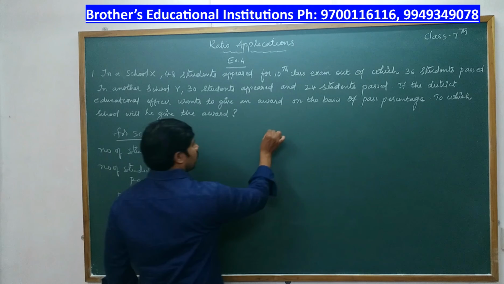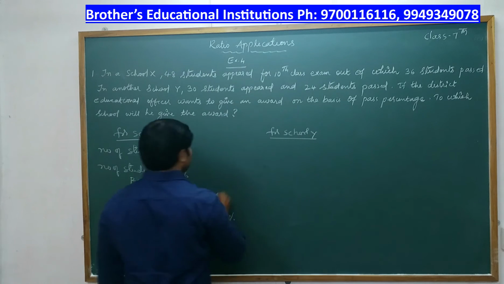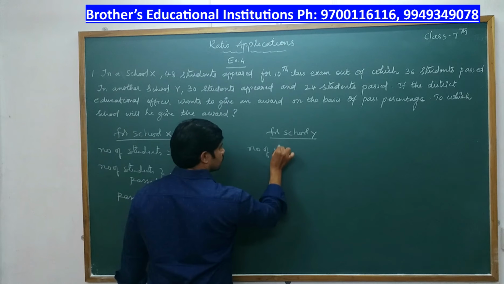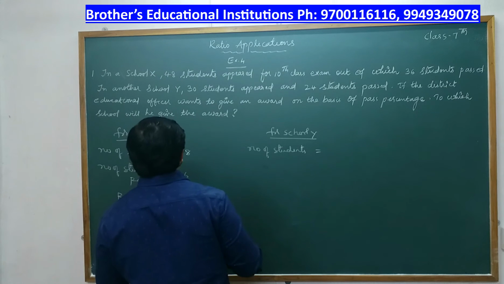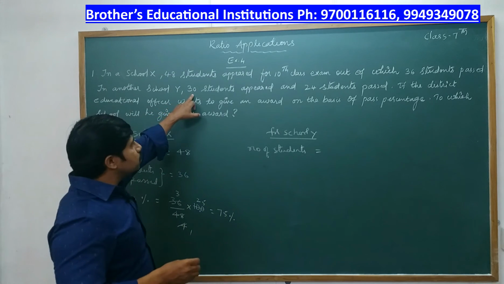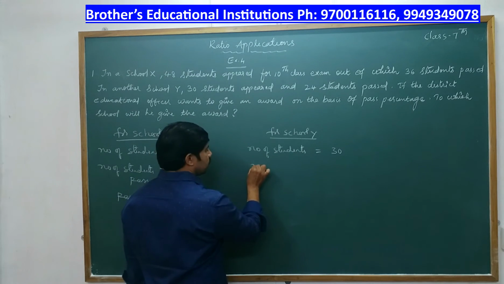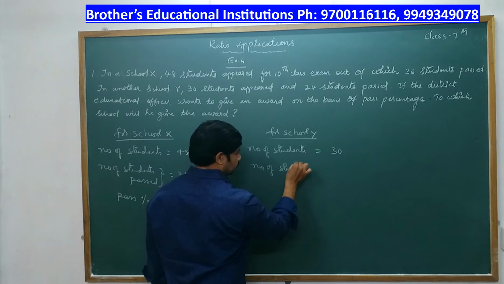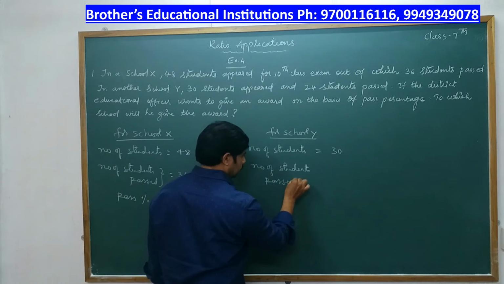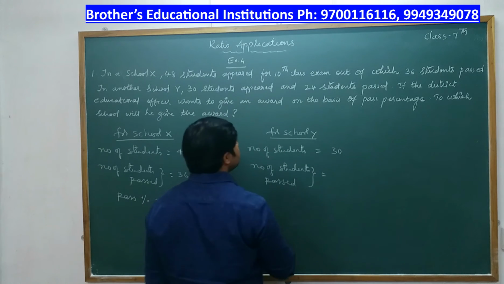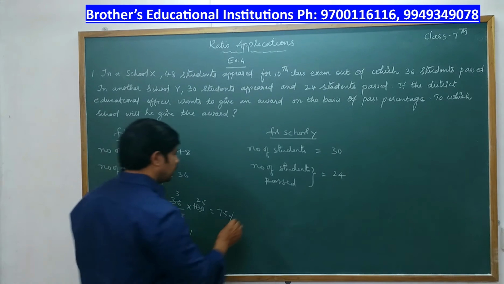Now we go for school Y. In school Y, the number of students appeared for 10th class exam is 30, and the number of students passed is 24. Okay. Now we have to find out the pass percentage.